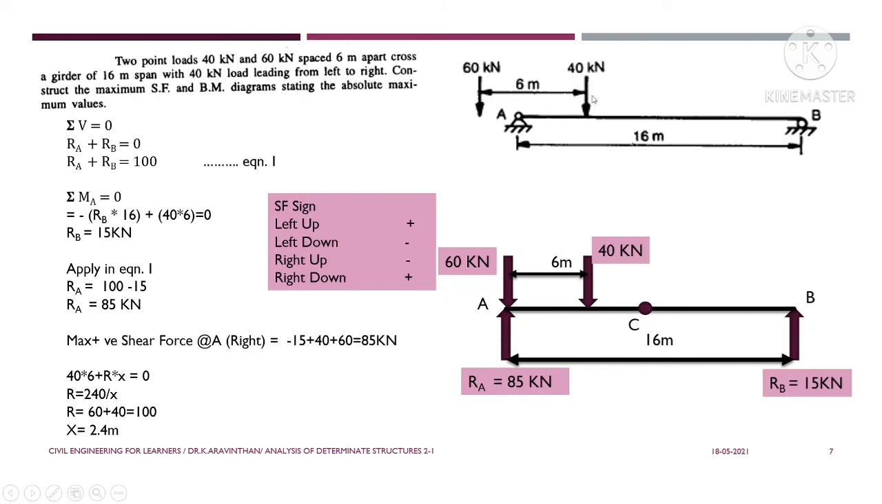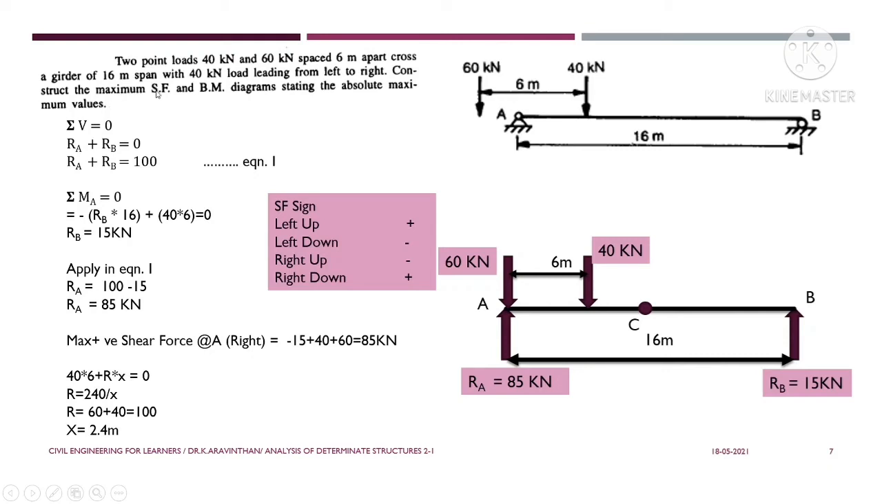So this is the 40 kilonewton. He is leading from left to right. So this moving load crosses from this point. In practical cases, loads might be coming from B to A or from A to B. For understanding, we will start from the cases. Construct the maximum shear force and bending moment diagram, the absolute maximum values.